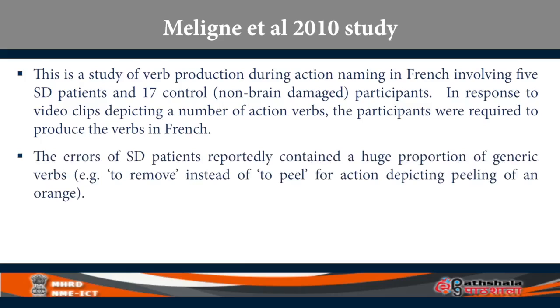Now the errors of semantic dementia patients reportedly contained a huge portion of generic verbs, not specific verbs. Meaning if there is an action of somebody peeling an orange, you are required to say peel, right. Whereas the semantic dementia patient said remove. I am giving the English words corresponding to the French words because I do not know French, but remove is a general word, peel is a specific verb. They were only able to say remove but not peel an orange.